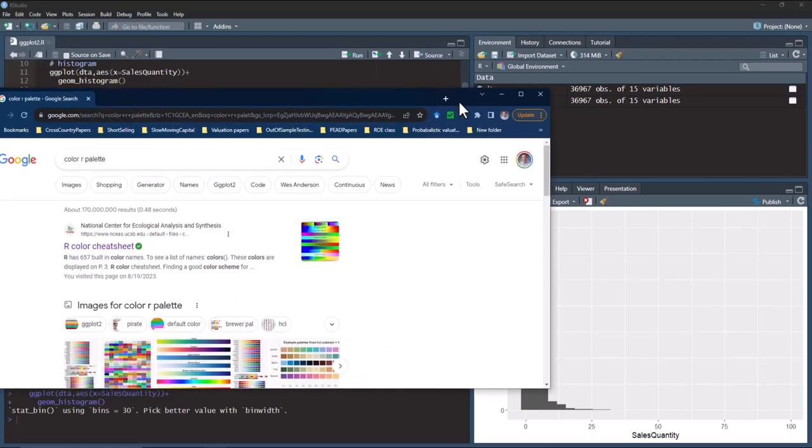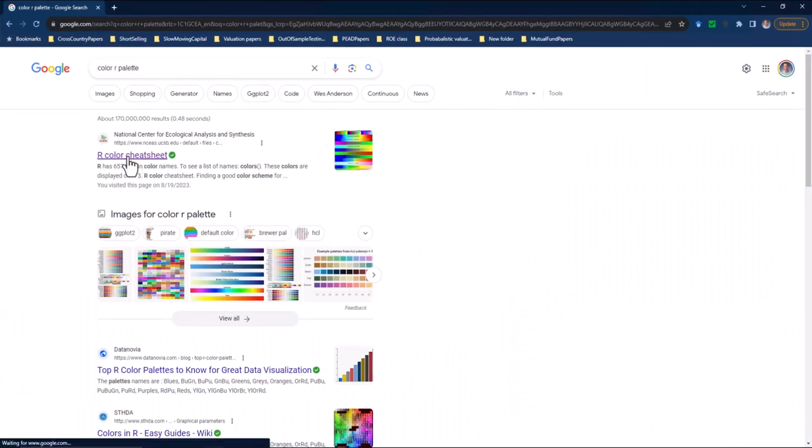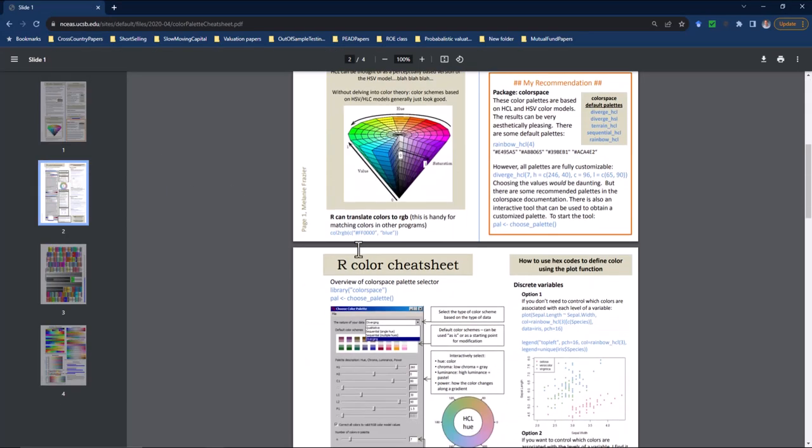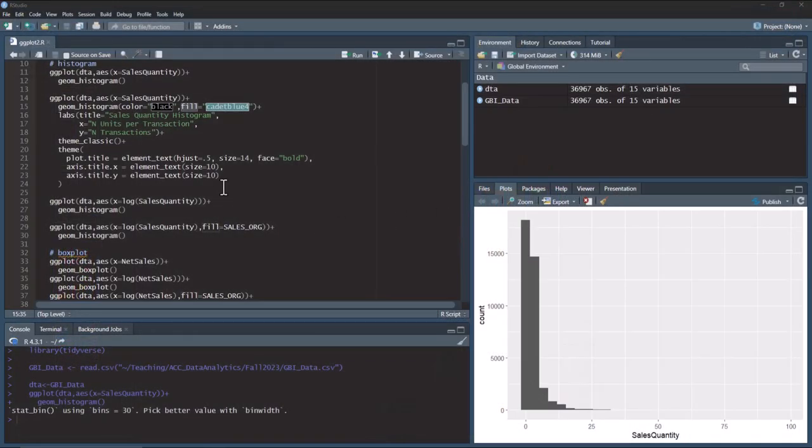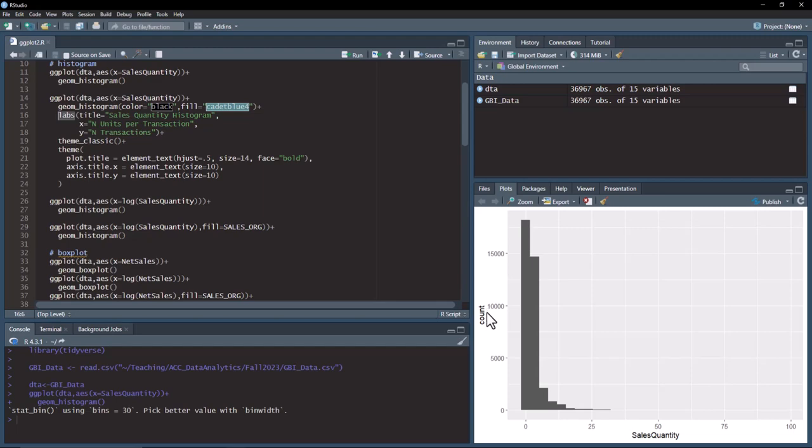So if you just search R color palette, there are some different options here for you. For example, the first one, you can go on here and look for a big combination of colors that you could use in R. And there are other ones as well, but I found this one I'm going to use. Then the labels give us the X and the Y axis labels and the title.